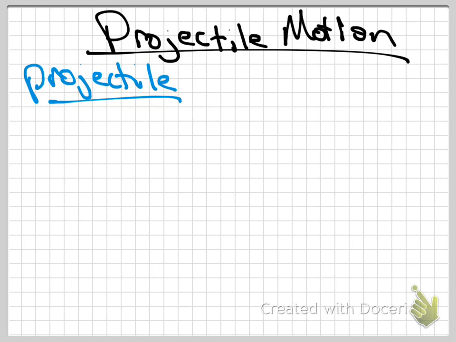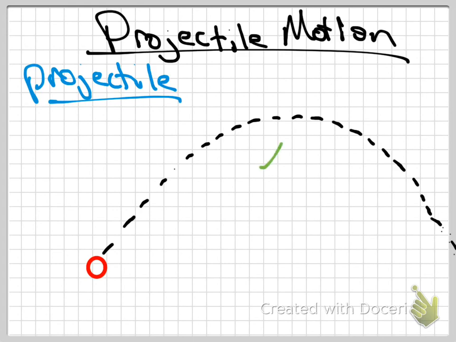So when you have a projectile, let's go to our handy dandy red circle here. Say we were to launch this red ball through the air, and it would kind of go off the screen over here. The path that it follows is called its trajectory.